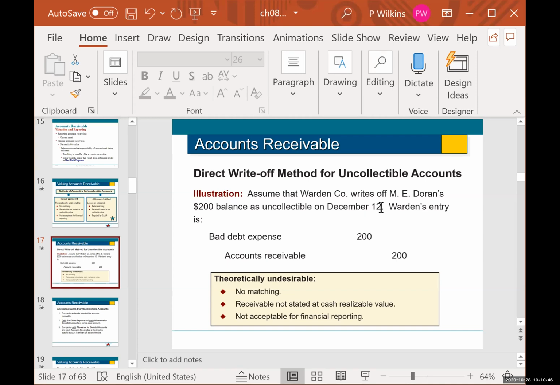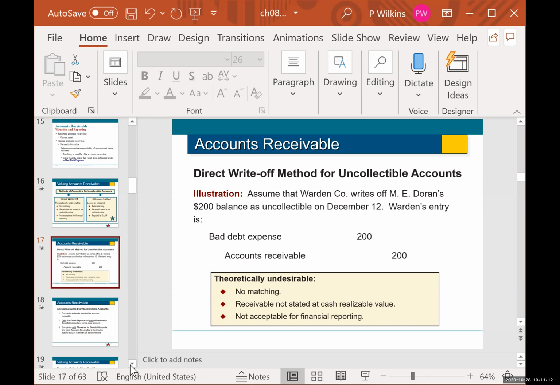So to write the debt off, Warren's entry is they're going to debit bad debt expense, $200, and they're going to credit accounts receivable, $200, okay? So this is an example of what they call the direct write-off method. It is not the method you should be using, but you will do this in your problems just to show that this is how this method is done, okay?